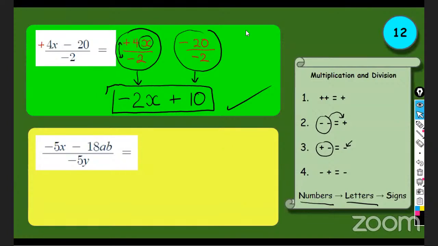Fifteen more seconds and we work it out. All right, let's get started. All right.